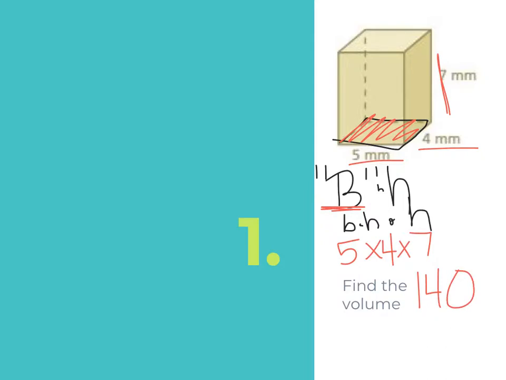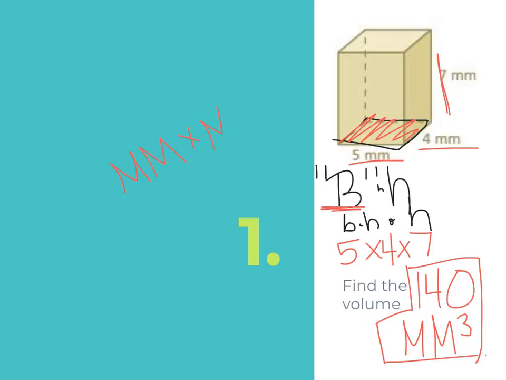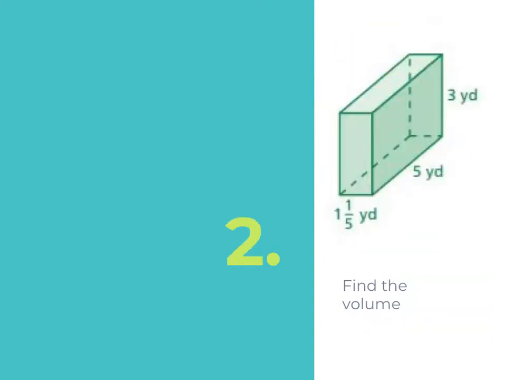Now here's our next big difference. Millimeters cubed. Because what we're doing is we're taking millimeters times millimeters times millimeters again. So if you put those together, you'd get millimeters cubed. Okay, let's try the next problem.